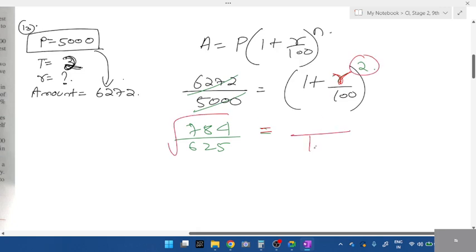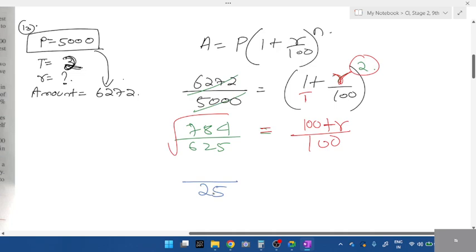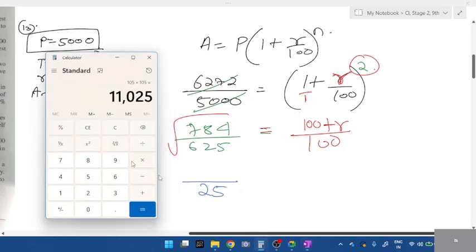Here, what do you get after taking LCM? What do you all get, students? 100 plus R divided by 100. Now, what's the square root of 784? Okay, I'll give you, but you all have to memorize. 625 is the square of 25. Okay, so 784 is the square of what? No, no, it's 26 into 26, 625.